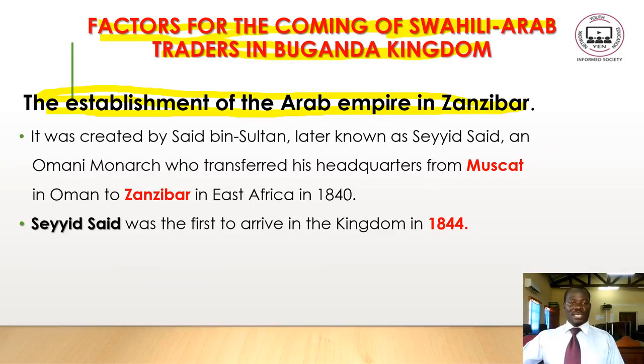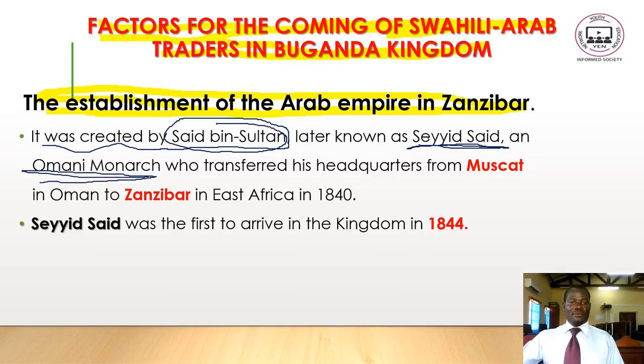What happened was that it was created by Said bin Sultan, who was later called Said Saidi. He was an Oman monarch from the royal family there in Oman, in Arabia, who transferred his headquarters from Muscat. Muscat is in Oman, so he transferred the headquarters from Oman to Zanzibar in East Africa in the 1840s. That's what he did.